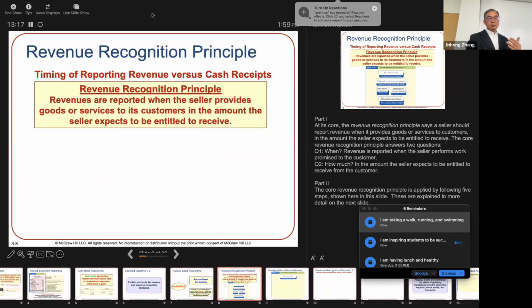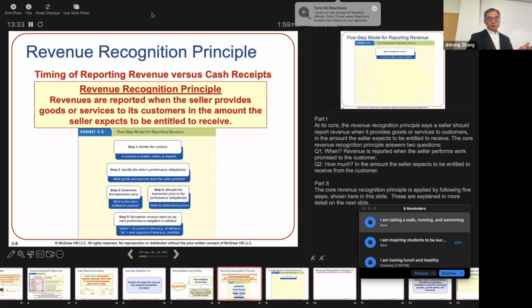Revenue: timing of reporting revenue versus cash receipts. Revenue recognition principle. Revenues are reported when the seller provides goods or services to its customer in the amount the seller expects to be entitled to receive. Okay, once you deliver, you book revenue. It's a very detailed way of looking at it. It helps you, but in reality, it's very simple. You sell it, you book revenue.